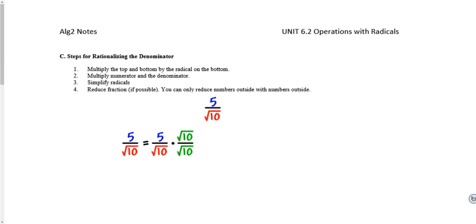So we're going to always multiply by whatever radical is on the bottom. Then using the rules that we just learned, that's a 1. We can now multiply this stuff. And this is what we would end up with.